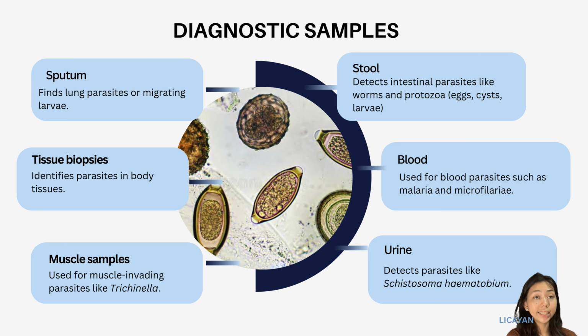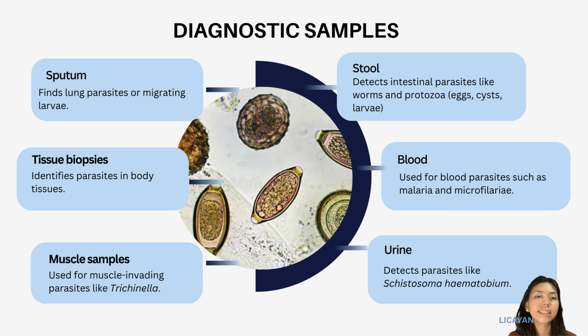The first step in diagnosis is actually selecting the correct specimen. Different parasites can be found in different parts of the body, so proper sample collection is very important. For example, sputum is used to detect lung parasites or larvae that migrate through the respiratory tract. We have the tissue biopsies that help identify parasites that invade body tissues, and even muscle samples that are especially useful for parasites like Trichinella that infect the muscles.